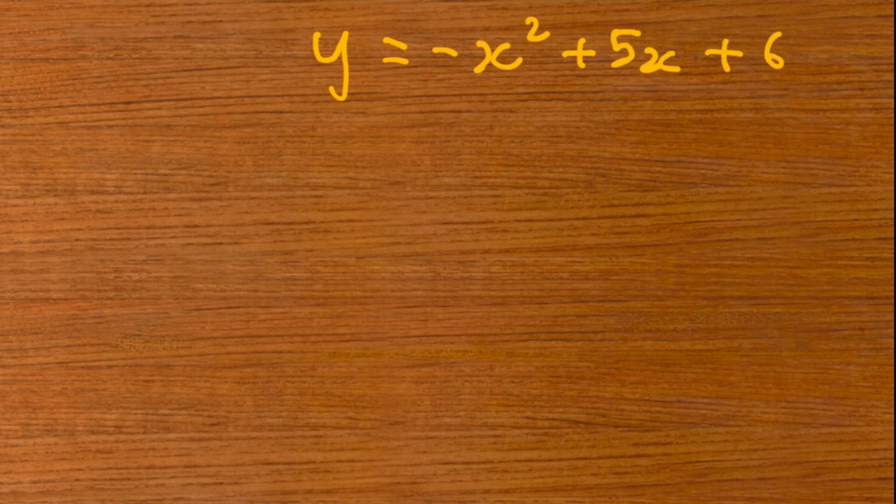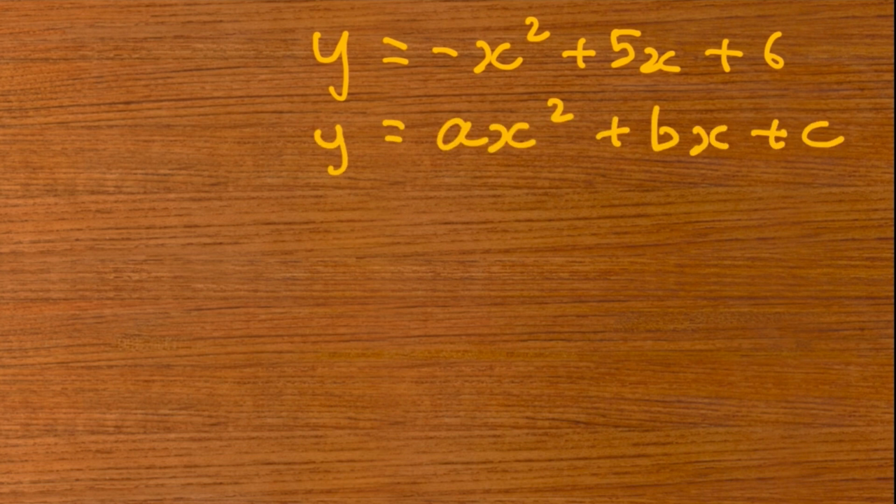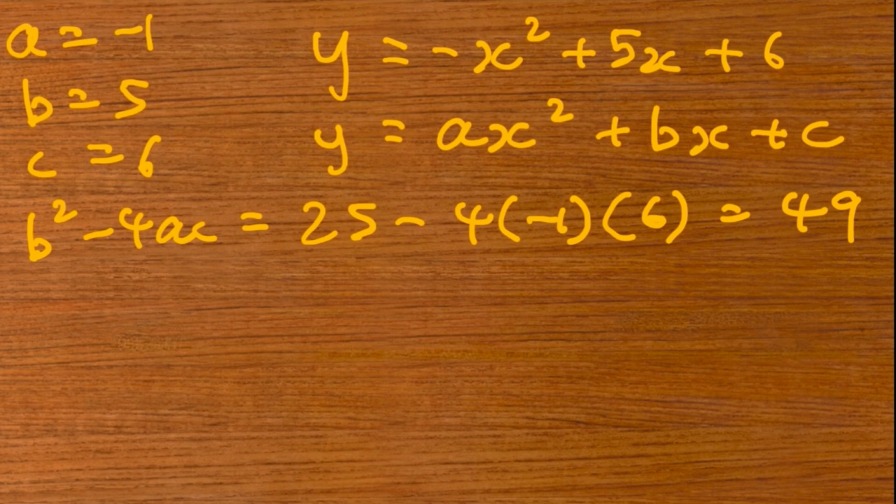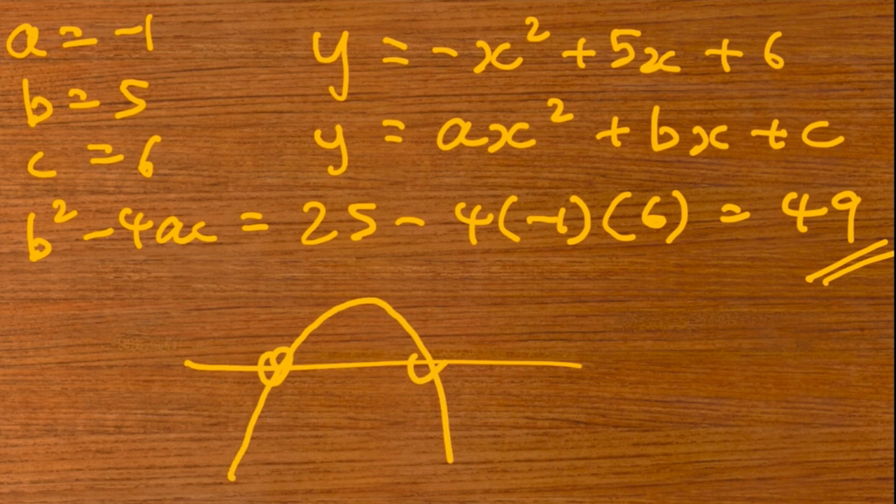So the same procedure applies, right? Let's compare it to the standard form. Doing this gives us negative 1 for a, 5 for b, and 6 for c. And doing a quick check using the discriminant b squared minus 4ac, we see that it is 49, so it's positive. So we can expect our graph to have two roots, and it is an inverted parabola because a is negative.